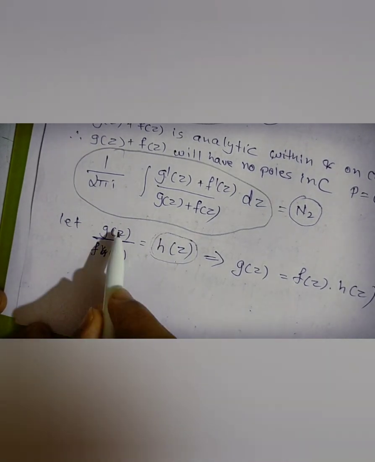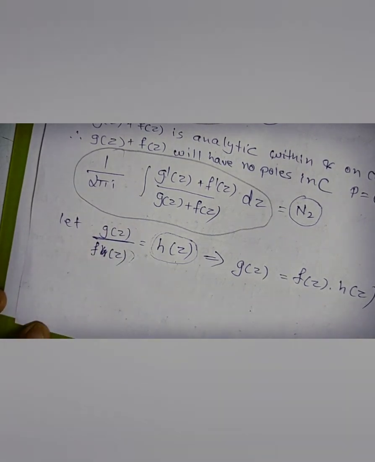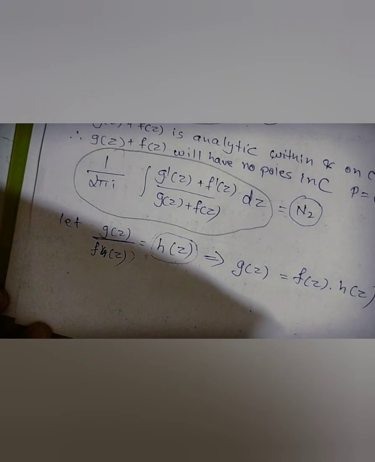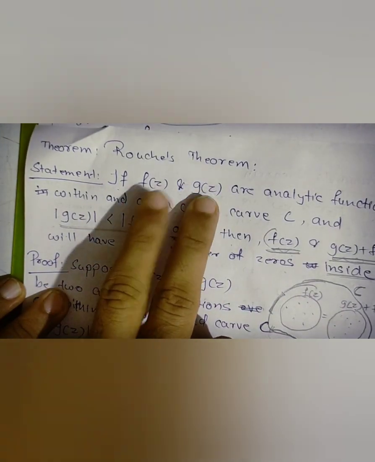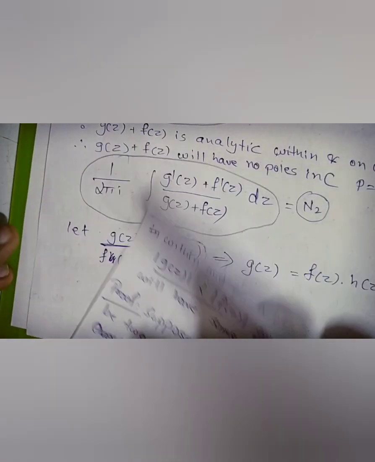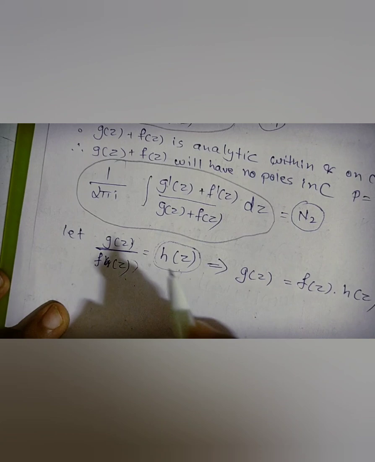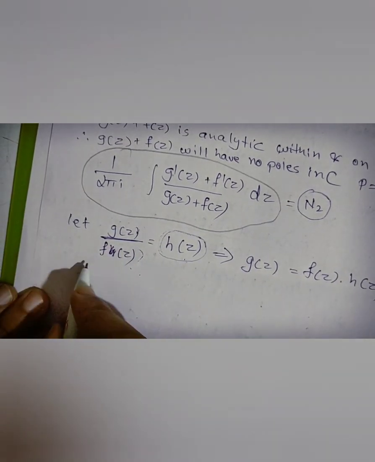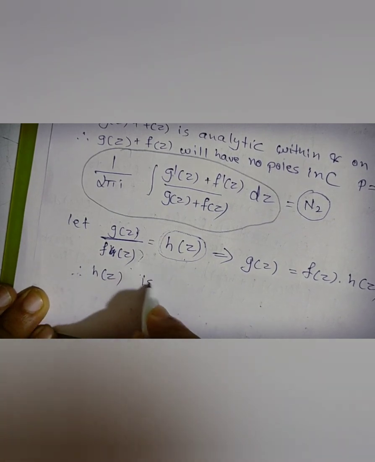Why is this analytic? Because we know this function is analytic, this function is analytic, because that is our theorem statement itself. The theorem statement says both of the functions which we are picking up are analytic functions. So over here also we can say, since these are analytic functions, their division should be analytic. Therefore h of z is analytic.